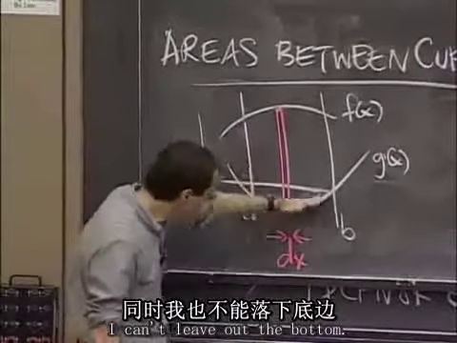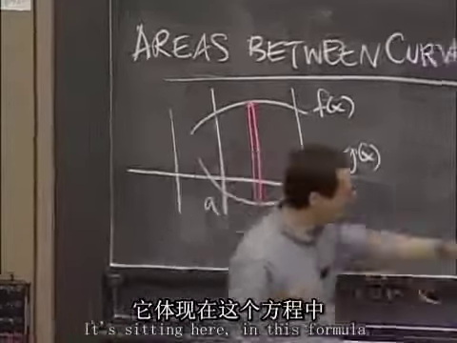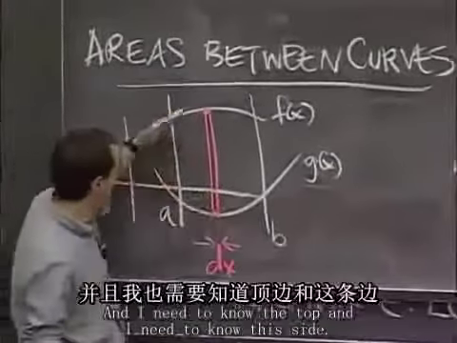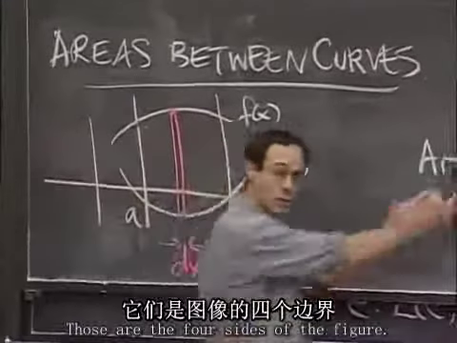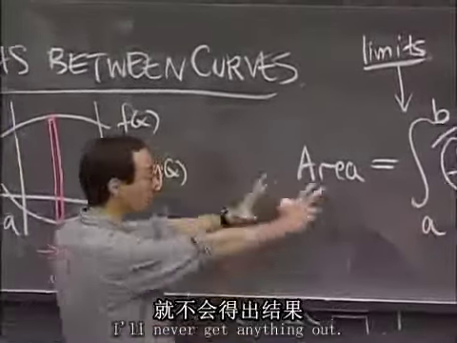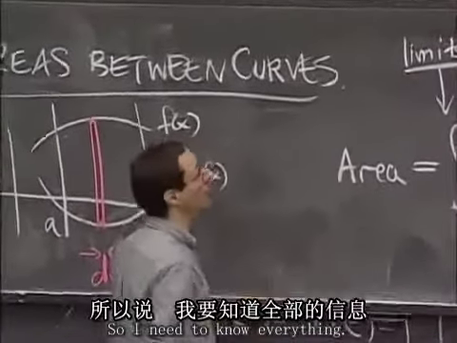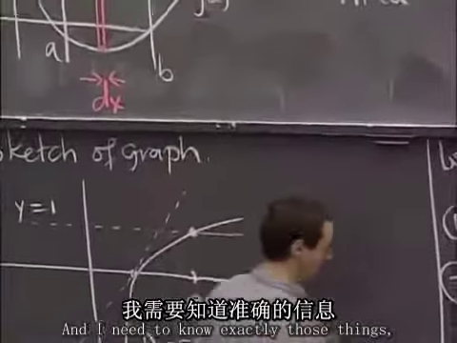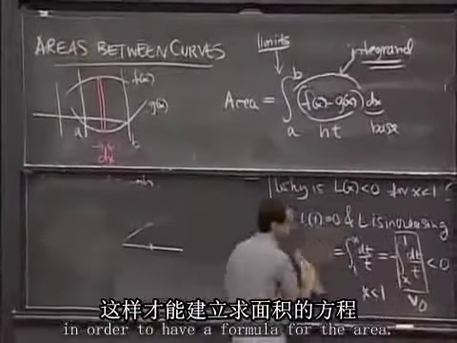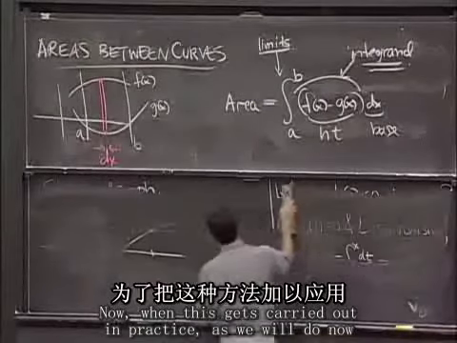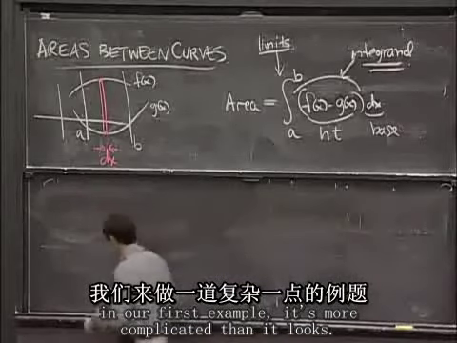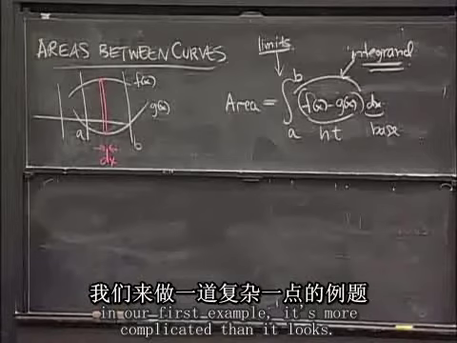I can't leave out the bottom. It's sitting here in this formula because I need to know where it is, and I need to know the top, and I need to know this side. Those are the four sides of the figure. If I don't incorporate them into the information, I'll never get anything out. So I need to know everything, and I need to know exactly those things in order to have a formula for the area. Now, when this gets carried out in practice, as we will do now in our first example, it's more complicated than it looks.